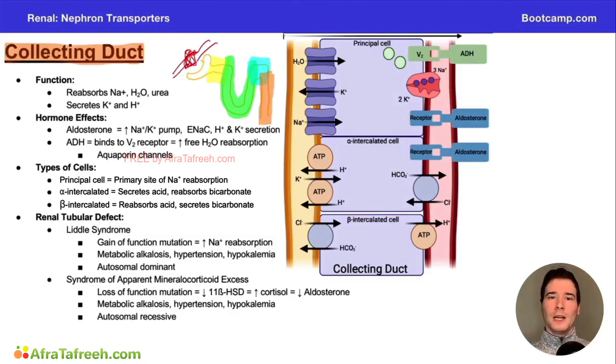So right off the bat, we need to be asking ourselves, what is the goal of this portion of the nephron? Each portion of the nephron had individual goals, but ultimately we're working together as a team to get the maximum amount of substances that we need out of the urine and then excrete the things that we no longer need or no longer want for the body. So the collecting duct really has two primary roles, which are in conjunction with some of the other portions of the nephron and very similar. So one, it's to reabsorb sodium, water, and urea.